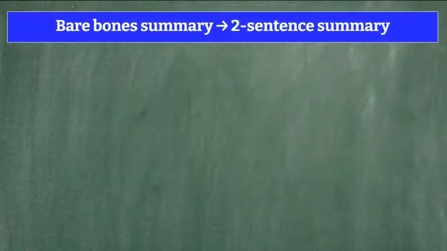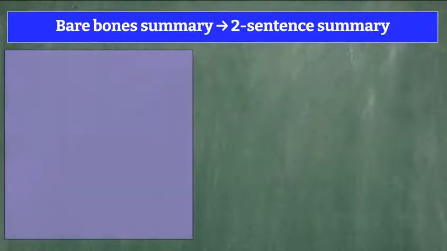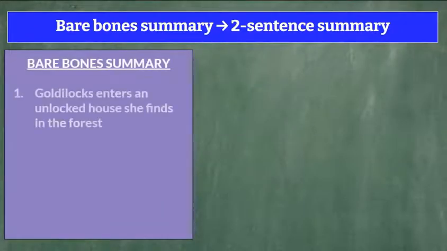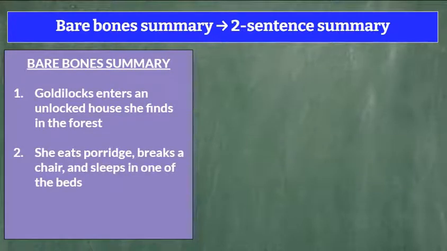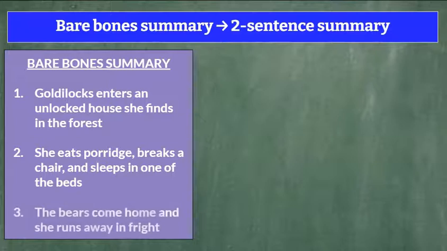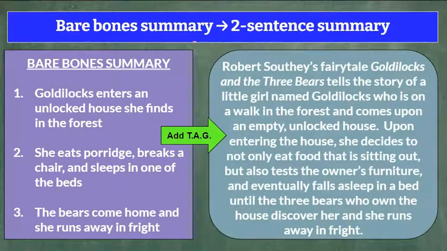Now let's first narrow Goldilocks and the Three Bears down to the bare bones of the story. Goldilocks enters an unlocked house she finds in the forest. She eats porridge, breaks a chair, and sleeps in one of the beds. The bears come home and she runs away in fright. So let's turn these plot points into the first few sentences of our introduction that keeps the details broad, but also includes the title, author, and genre in our first sentence.